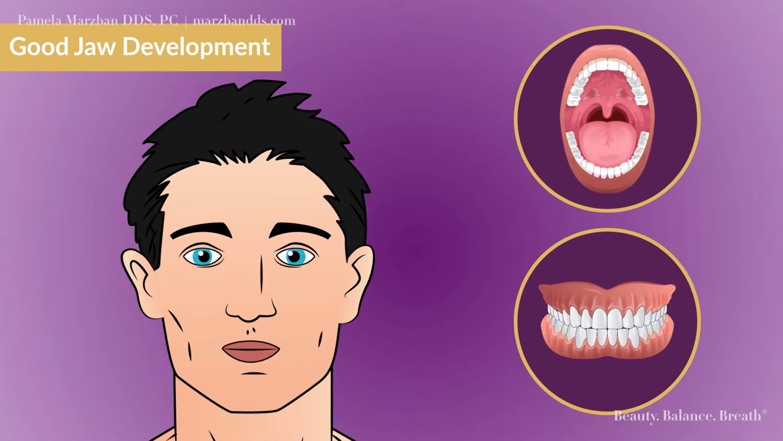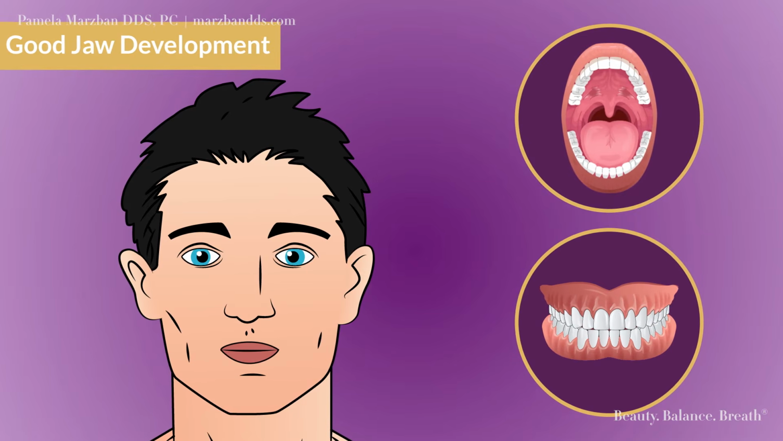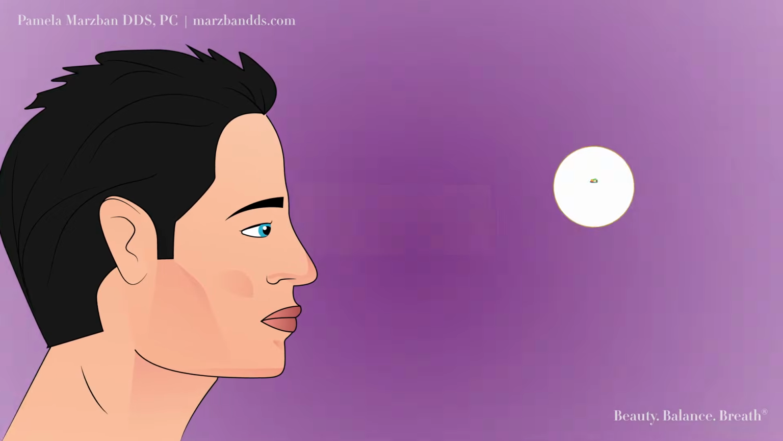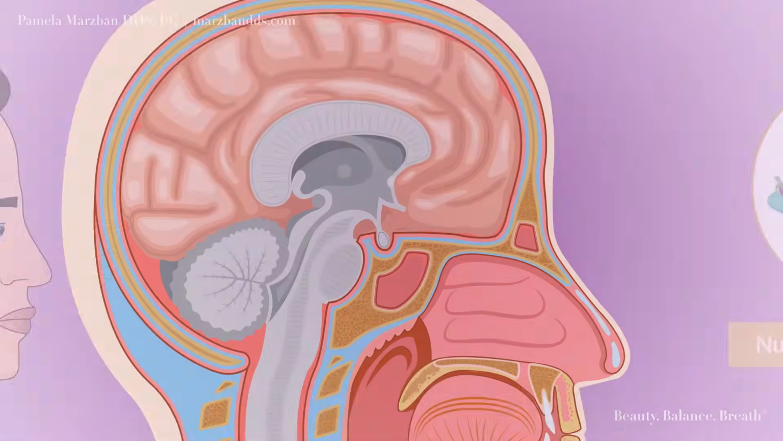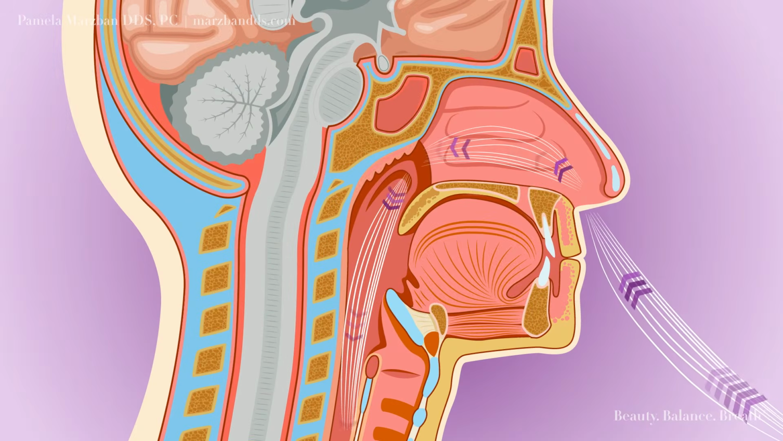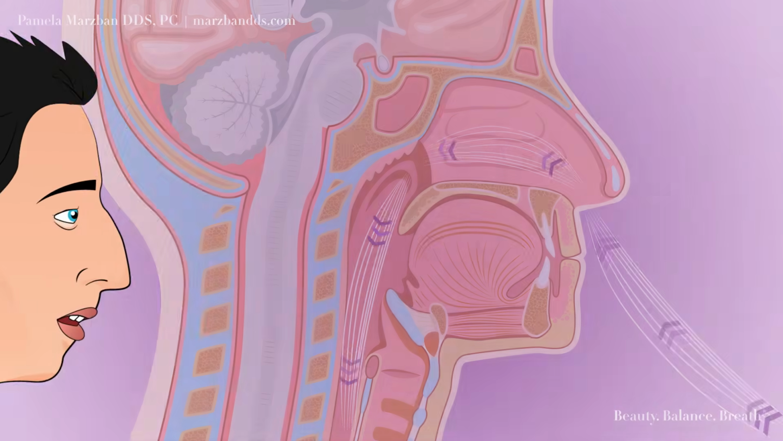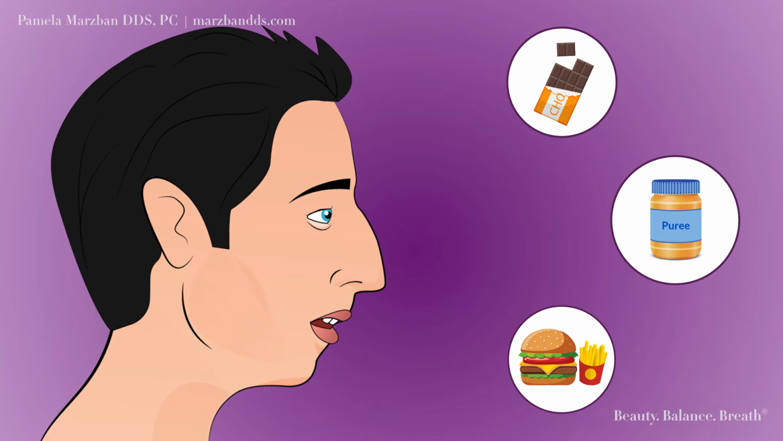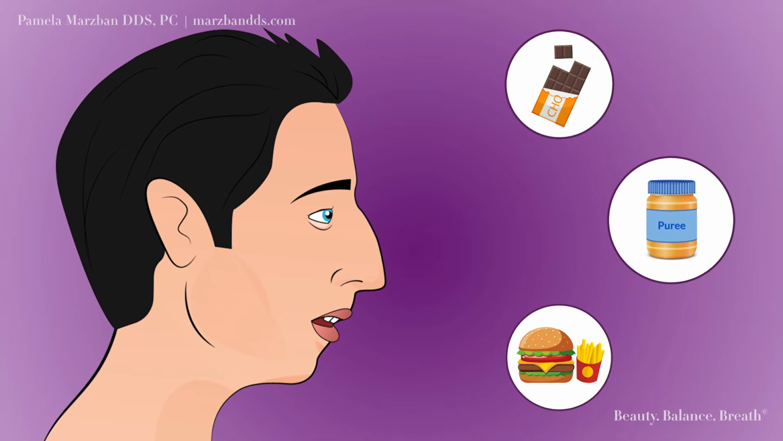Our ancestors had broad jaws, straight teeth, and room for wisdom teeth. Why? They chewed harder foods, breathed clean air through their noses, and grew with strong forward faces. Today, our modern diets and environments have reshaped the way our faces grow.